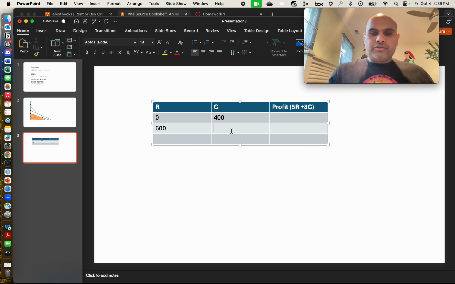So these two constraints essentially represent, if I just made catcher's gloves based upon the constraints I had, the maximum I can make is 400 of them. If I just made regular gloves based on the constraints I have, I can only make 600 of them.